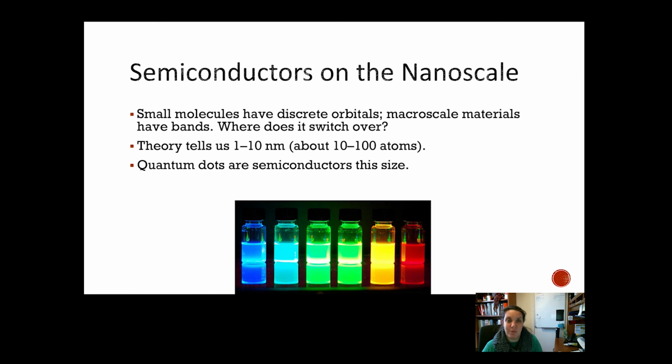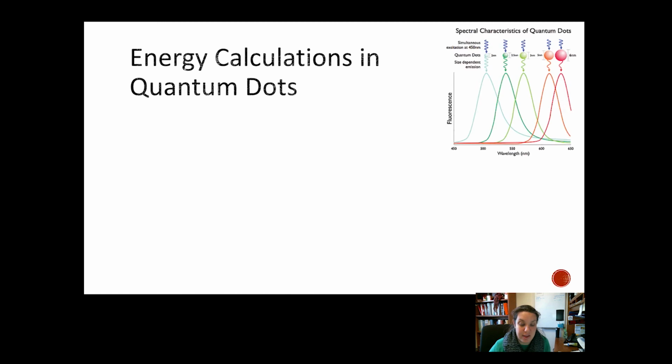Because of this, we get some really interesting properties. Here is cadmium selenide, which we know is a semiconductor material. The only difference between these substances here is their size. This is going to be around 2 nanometers. This is going to be around 7 nanometers. So we are increasing in size as we go in this direction. So what's happening? To determine that, we look at this equation.